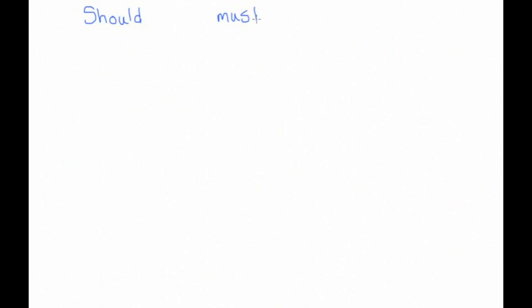Today's lesson is about should, must, and have to, three commonly confused words about obligation. So we'll start with should. We use should for opinion and advice. For example, you should walk 3 miles every day.